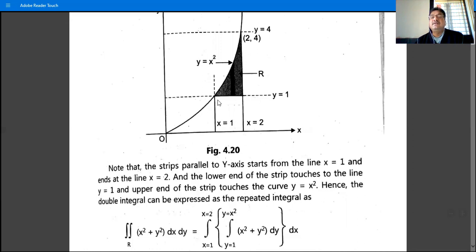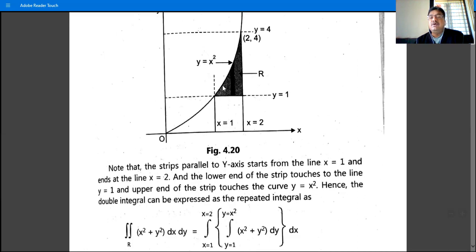Okay. So how can we find this point of intersection? So y is equal to 1 and y is equal to x square. So this point is what? If we substitute y is equal to 1, then x square is 1, and therefore x is plus minus 1. So this point is (1, 1). Y is 1, x is 1. Okay, (1, 1). So the coordinate of this point is (1, 1). So x is 1, this line is x is 1.